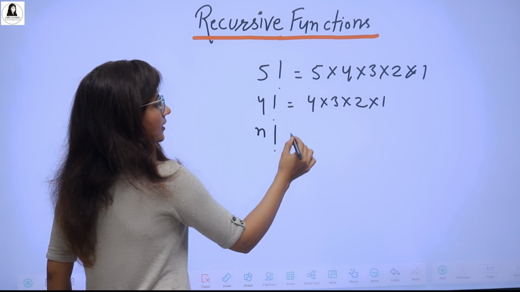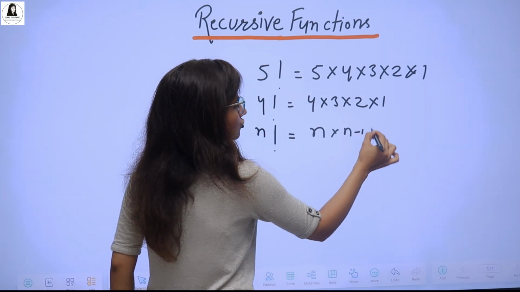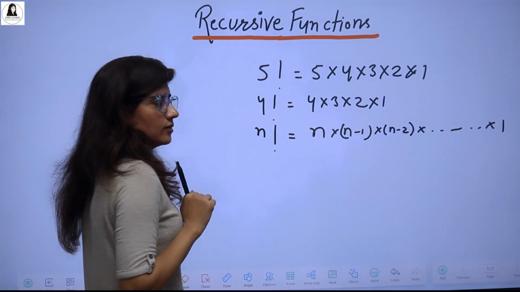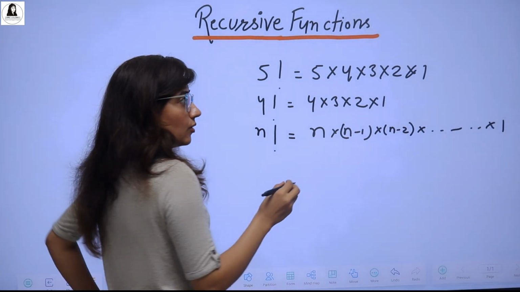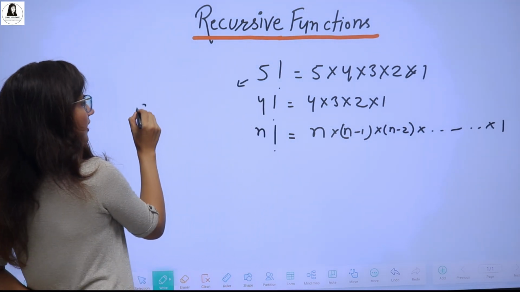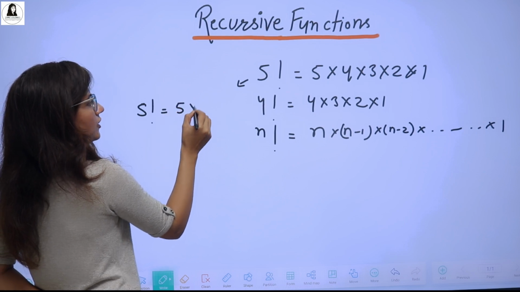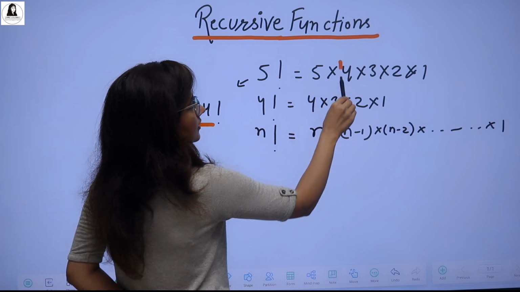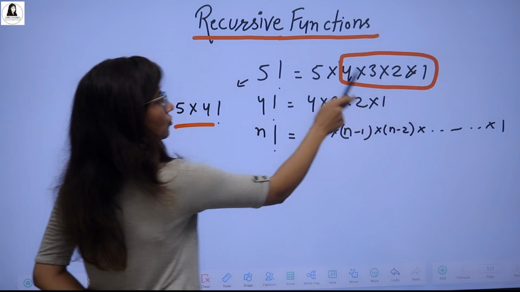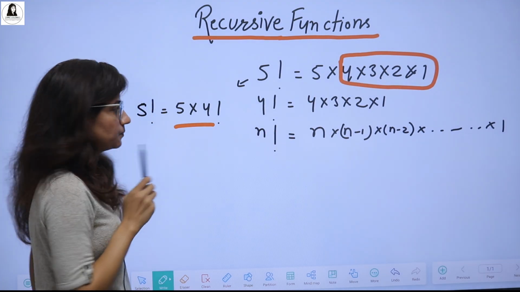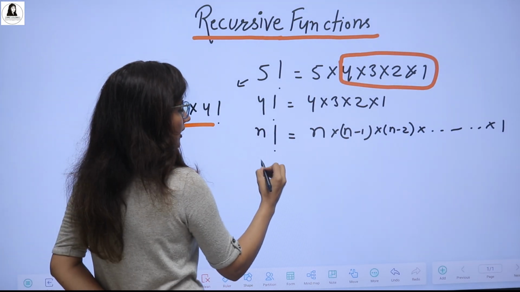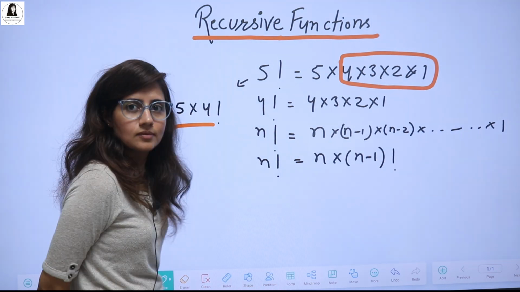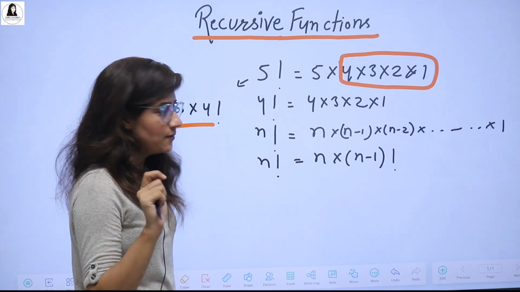So in general, what can I write? n factorial is equal to n into n minus 1 into n minus 2 and so on till into 1, right? Or can I write 5 factorial as 5 into 4 factorial? Can I write this? Because this is ultimately 4 factorial. So rather than this, I write here 4 factorial. Is this true? Yes. So the same we can write here: n factorial is equal to n into n minus 1 factorial. Yes or no? Fine.